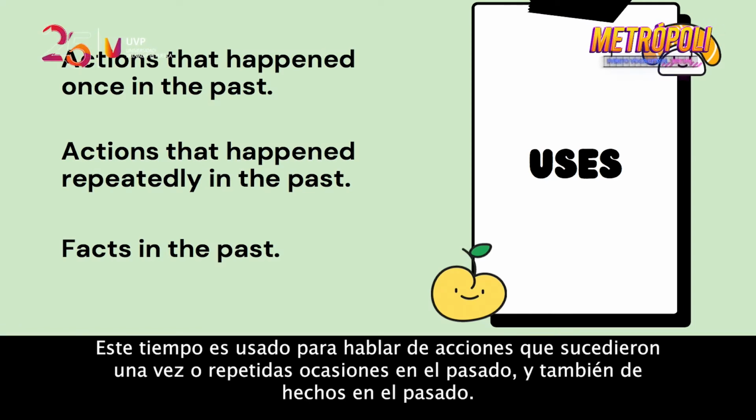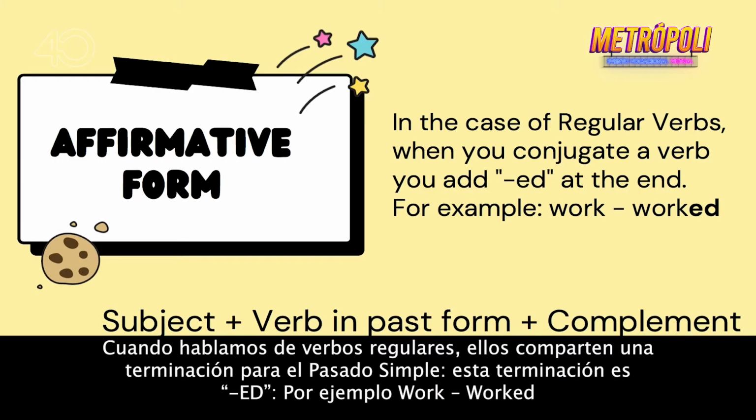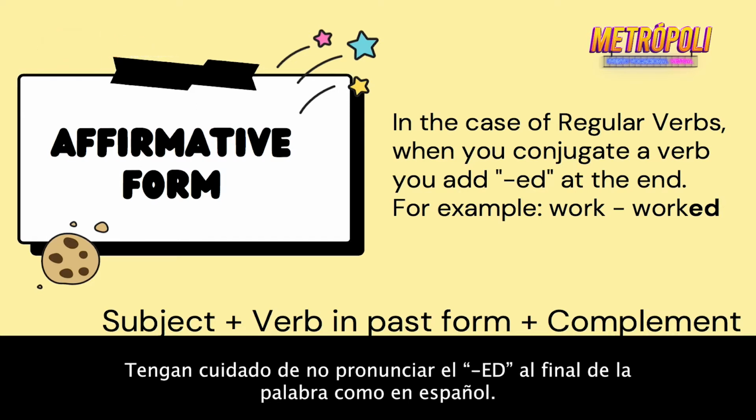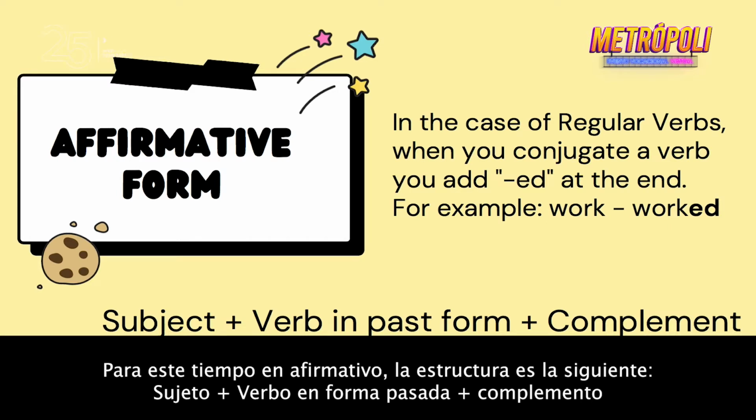This tense is used to talk about actions that happened once or repeatedly in the past, and also to talk about facts in the past. When we talk about regular verbs, they share an ending for the simple past. This ending is the ed ending. For example, work, worked. Be careful not to pronounce the ed at the end of the word like in Spanish.